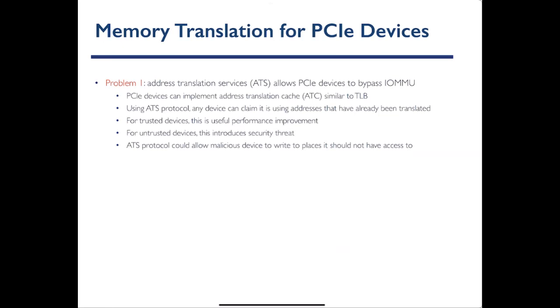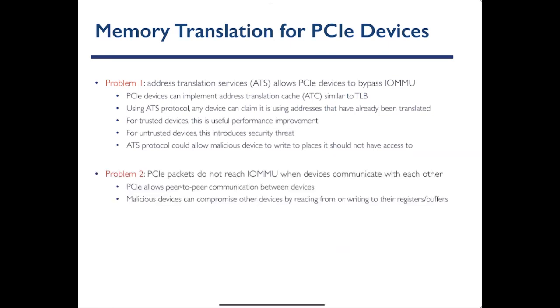It could just deceive the IOMMU by showing that, oh, I know this translation, but then go and write or read from other addresses. The second problem is that the PCIe protocol allows devices to talk to each other. So forget about memory. One device could send packets to another device, and potentially you could go and write to the command registers of some other device. So one device starts controlling another device. And again, if your device is malicious, this could happen.